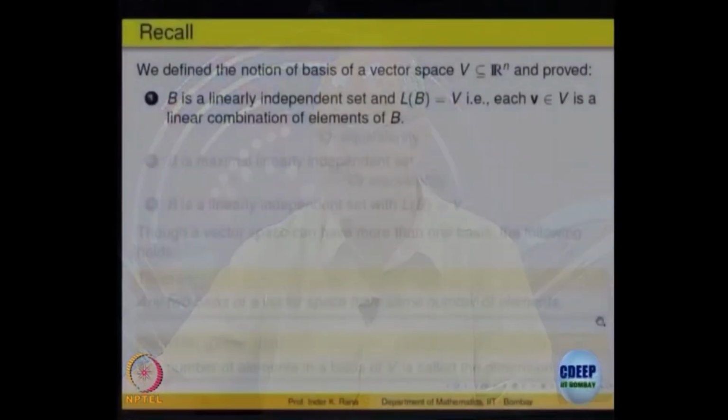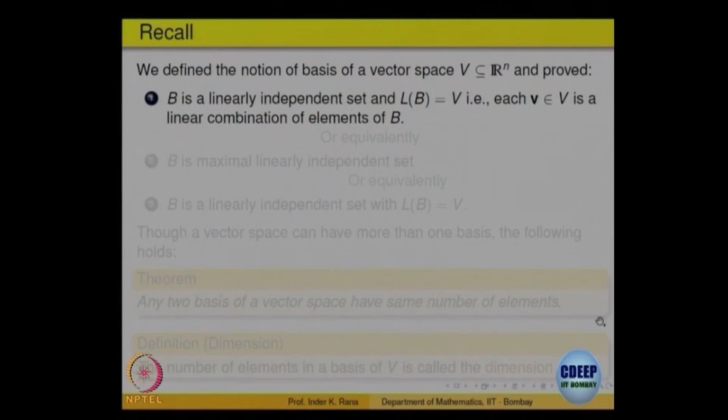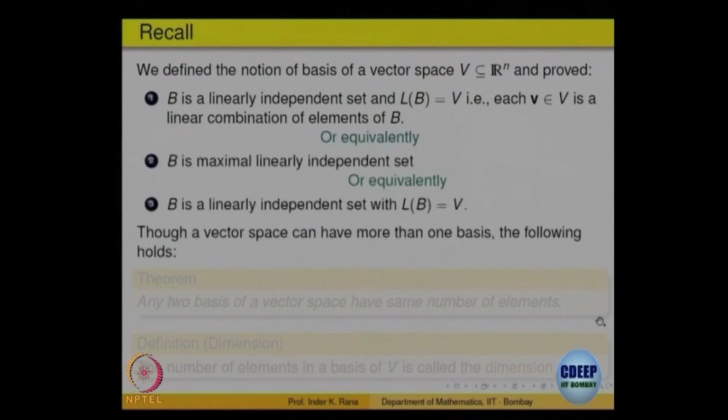So, we defined the notion of a basis of a vector space V in Rn and proved the following facts about the basis. B is a linearly independent set and generates V. That means every vector in V is a linear combination of elements of B, and it is a linearly independent set, or equivalently B is a maximal linearly independent set. So, you can replace the condition that it spans by the maximal property. It is equivalent to saying it is a linearly independent set such that LB of that is the same as the earlier one, or it is a minimal set of generators, which is another property that we proved last time.